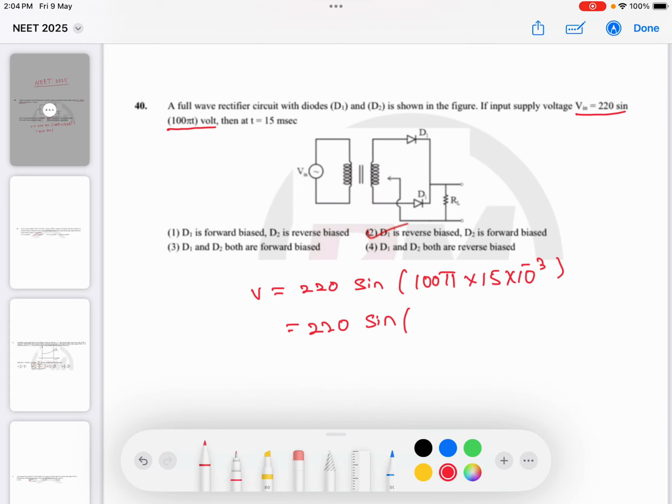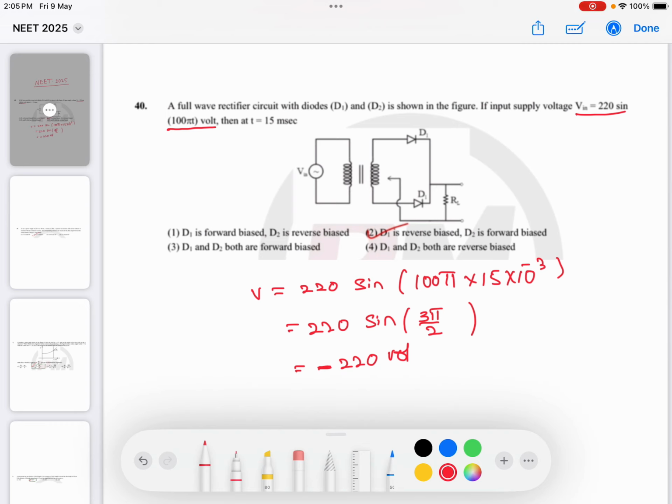1500 is nothing but 3 pi by 2. So sin of 3 pi by 2 gives the answer -1, that is minus 220 volts. So at the time t equal to 15 milliseconds, the existing voltage is 220 here. So the input voltage is negative. So according to your answer, you can give the negative voltage.